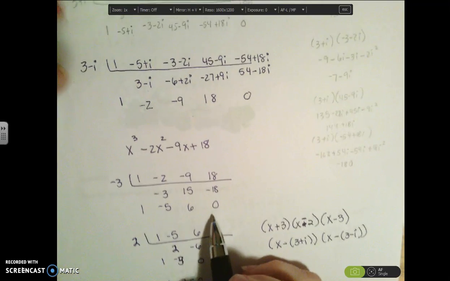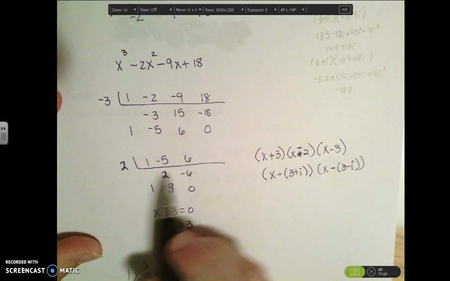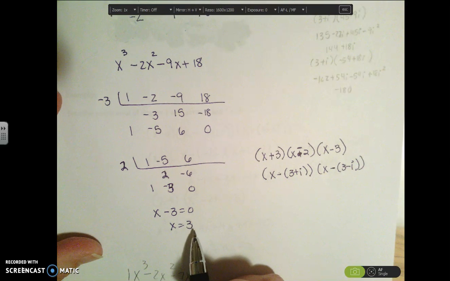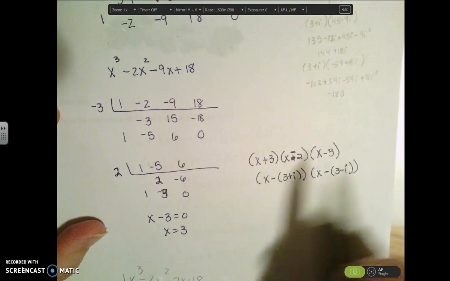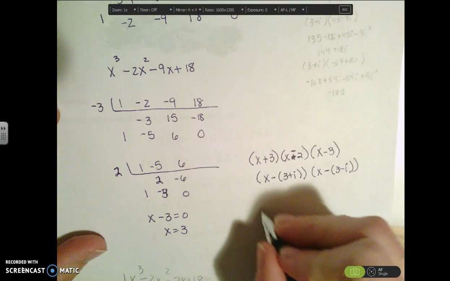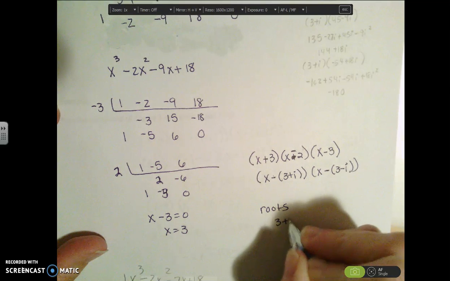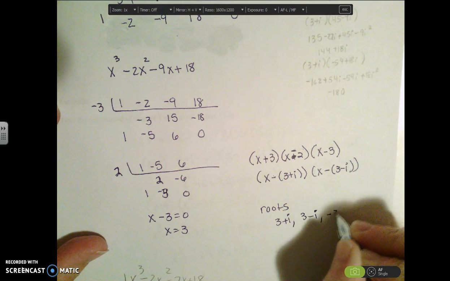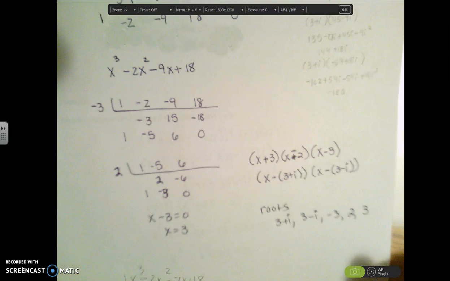And then the other one I thought I saw was at 2, so I'm going to divide out the 2, and that one works out. And now I'm left with an x minus 3 problem, so my other root is 3. So in this problem I had the roots, let me write that right here, I didn't write that. I have the roots 3 plus i, 3 minus i, -3, 2, and 3. So those are my 5 roots.